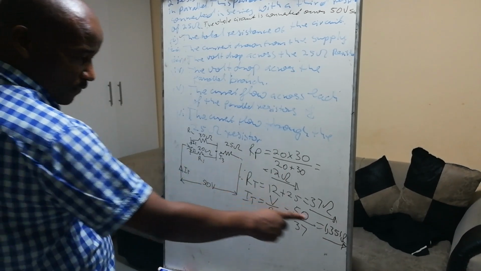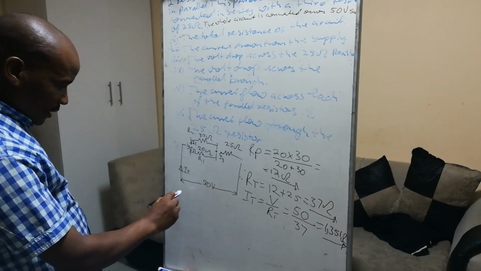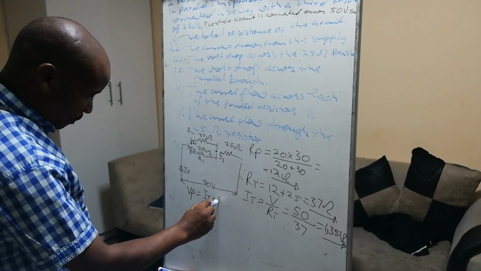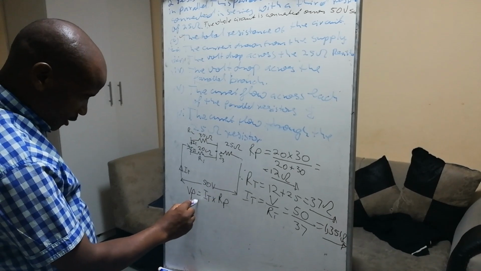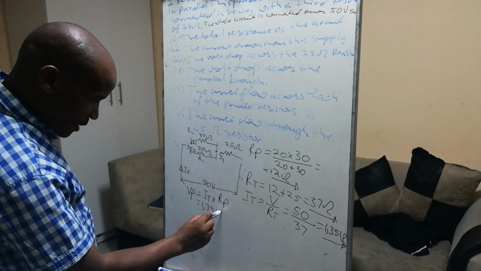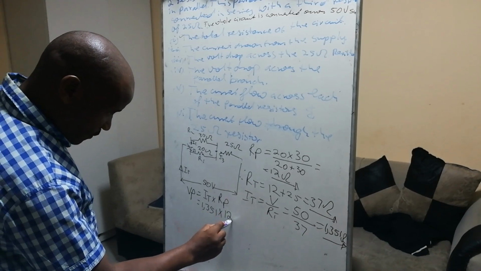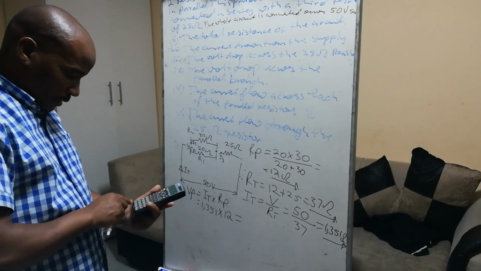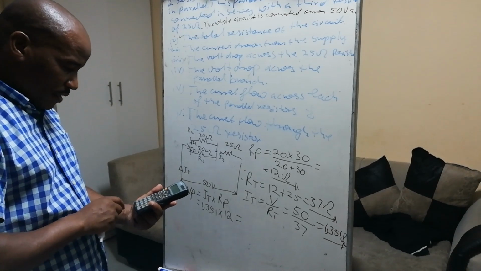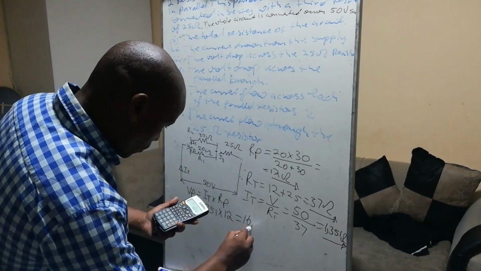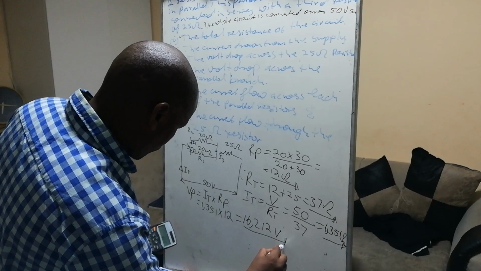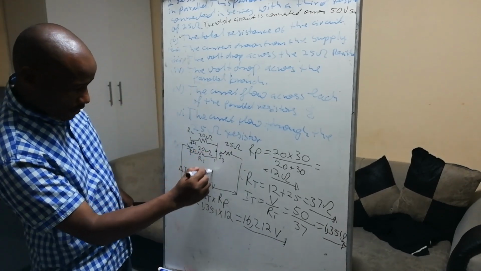We've got a current of 1,351, meaning V parallel can be I total multiplied by R parallel. It is equal to 1,351 multiplied by 12, which is equal to 16,212 volts. This is the voltage across this parallel branch.